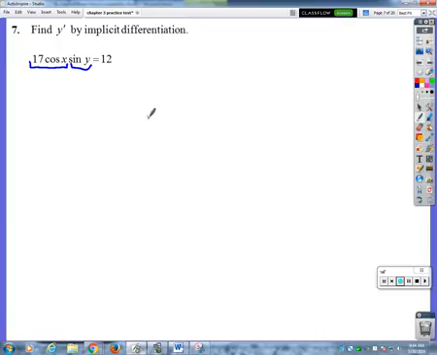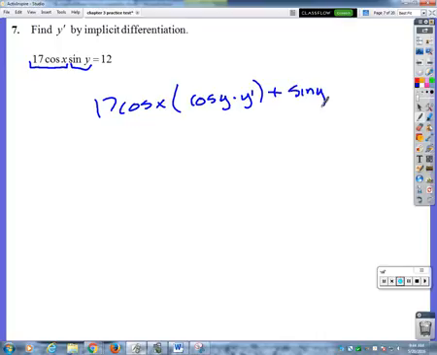So let's do this. First one times the derivative of the second one. What's the derivative of the sine of y? Cosine of y times y prime. That's what implicit differentiation brings into play, that extra y prime. So first one times the derivative of the second one plus the second one times the derivative of the first. What's the derivative of 17 cosine x? Negative 17 sine x. And then that equals 0, because the derivative of 12 is 0.